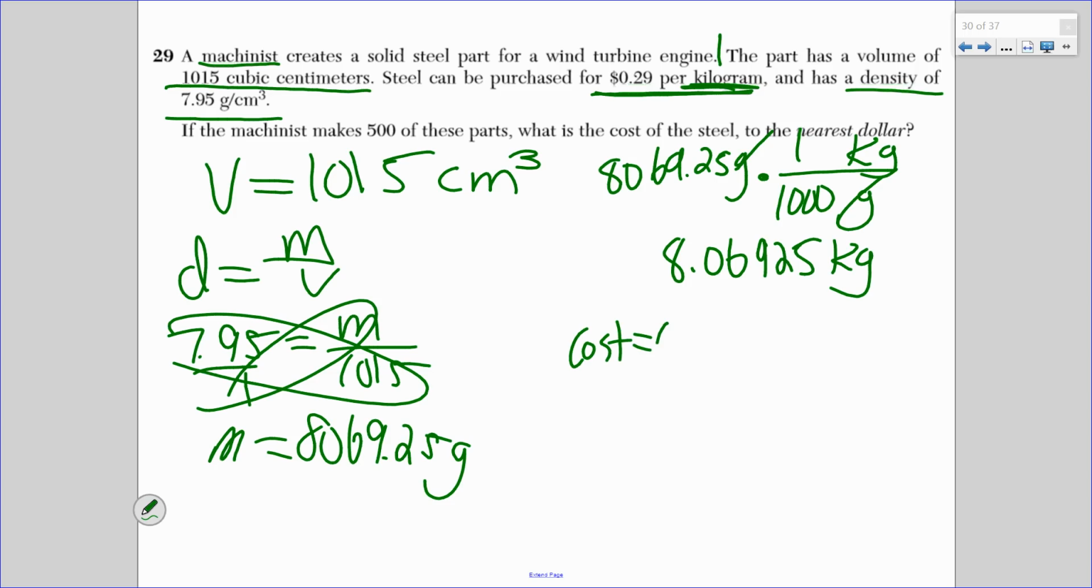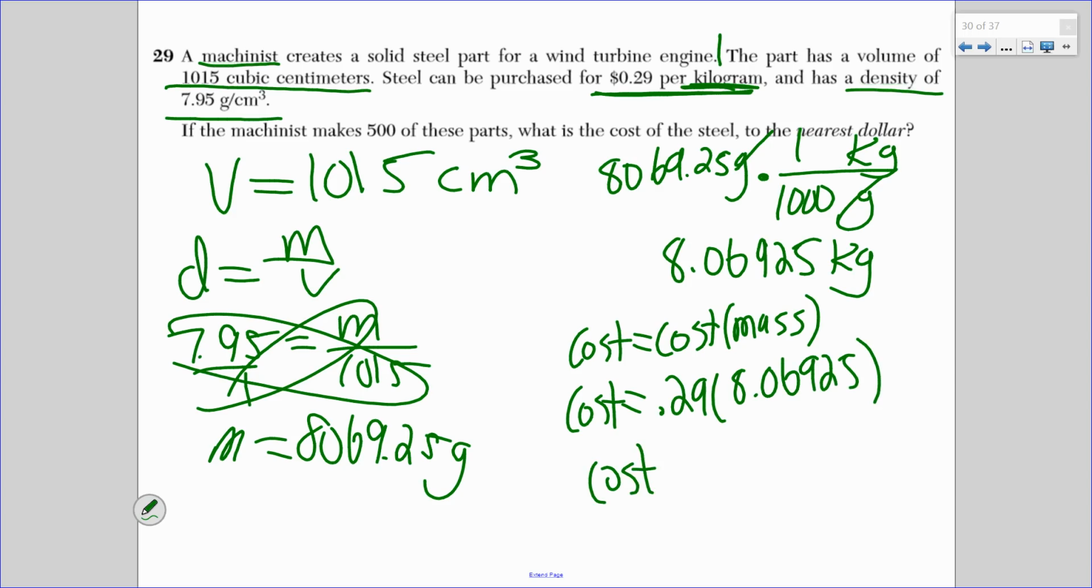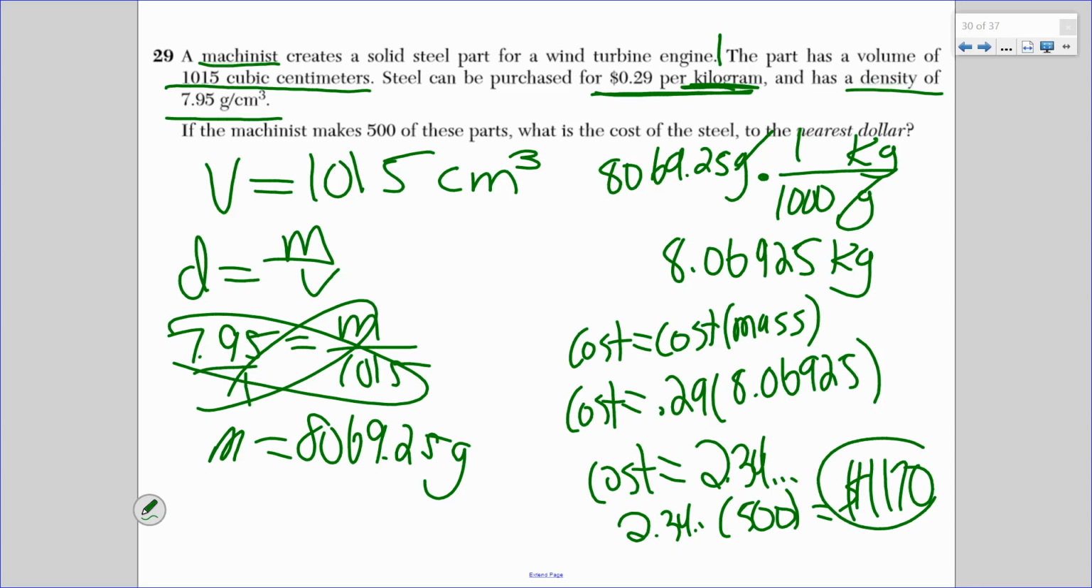So cost equals the cost times whatever the mass is, in this case. The cost is 0.29 times 8.06925. I got 2.34. I'm not going to round until the very end. They want to make 500 of those, so I multiply that 2.34 by 500, and I get as my answer 1,107.